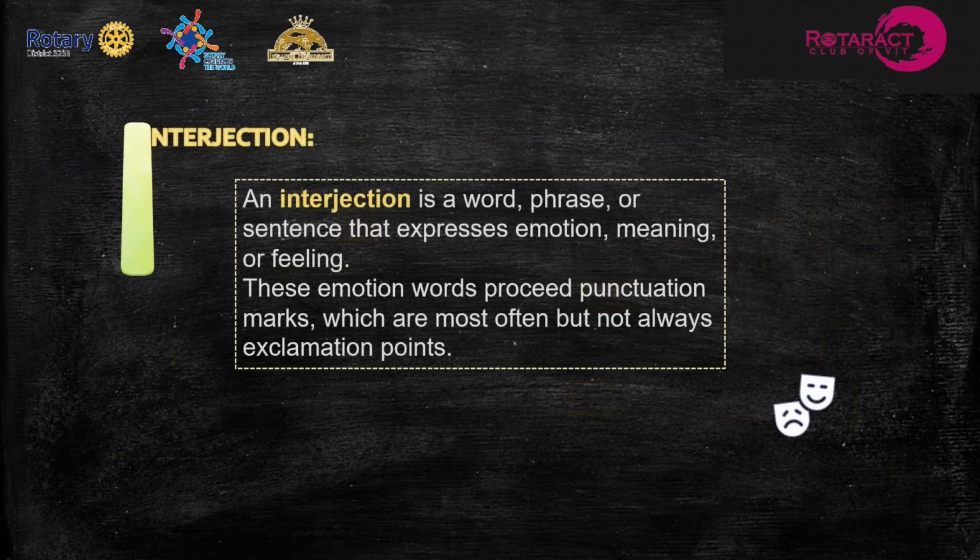Now, let's talk about the interjection, which is the last one. An interjection is a word, phrase, or sentence that expresses emotion, meaning, or feeling. These emotion words precede punctuation marks, which are most often but not always exclamation points.